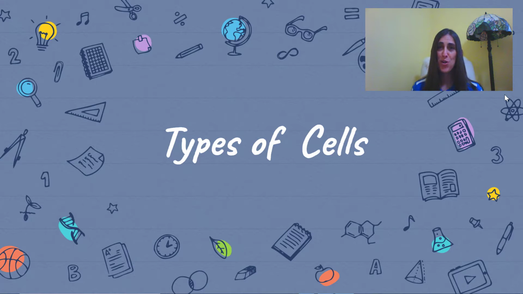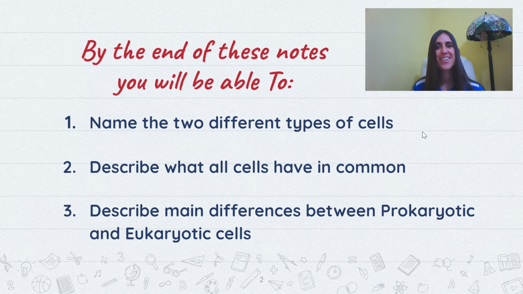So, make sure you have your notes out, eliminate any distractions, and let's get started. By the end of today's video, you should be able to name the two different types of cells. You should be able to describe what all cells have in common and what is the main difference between prokaryotic and eukaryotic cells.